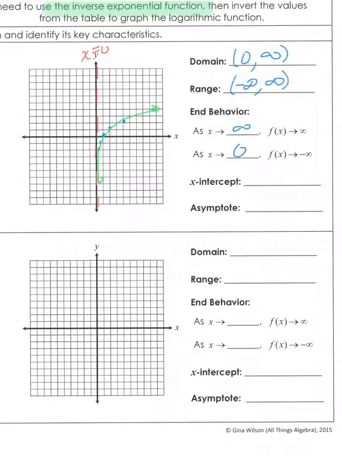Now your x-intercept is at (1, 0). You can see that off your table of values. And your asymptote is x equals 0.